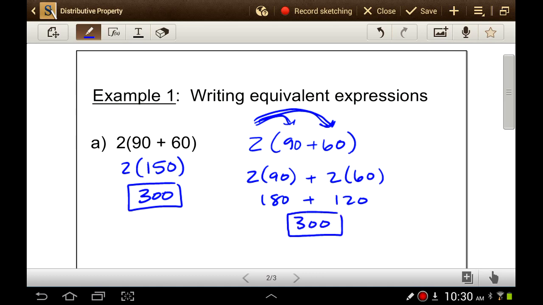So the distributive property is a different way of solving the problem. Notice I get the same answer, but what it does is it gives me a variety of equivalent expressions. So in part A, I only had 2 times 150 and then 300. In the second method, I had multiple. I had now 3 different equivalent expressions. So it just gives me different ways of writing them. Okay? If you need to pause, go ahead. Otherwise, I'll be moving on.